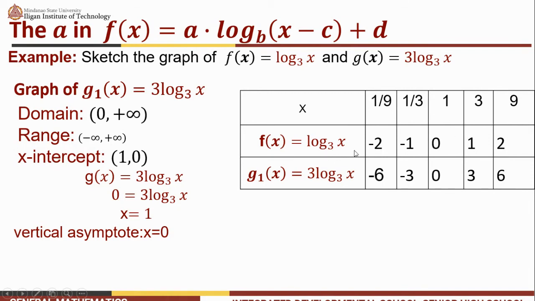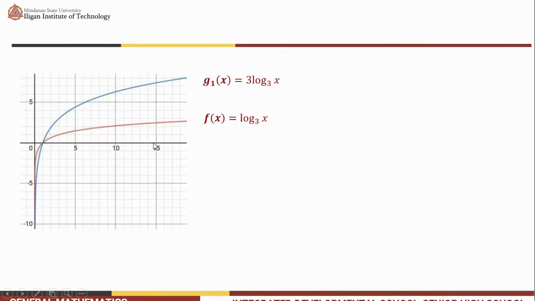This is now our table. For the values of x, we use the multiples of 3: 3 squared, 3 to the negative 1, and 3 to the negative 2, so that it would be easier for us to find its values. Then, these are now the values of function g also. After that, we will graph the specific functions that we have here.